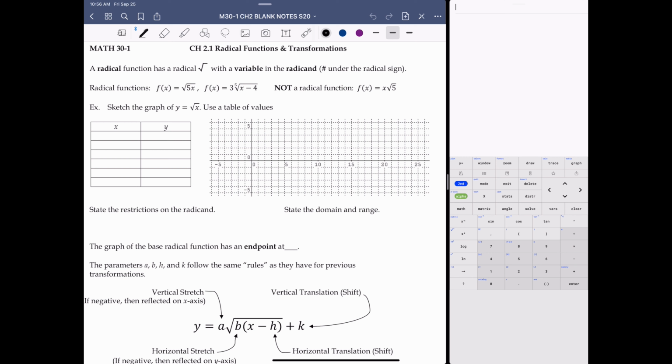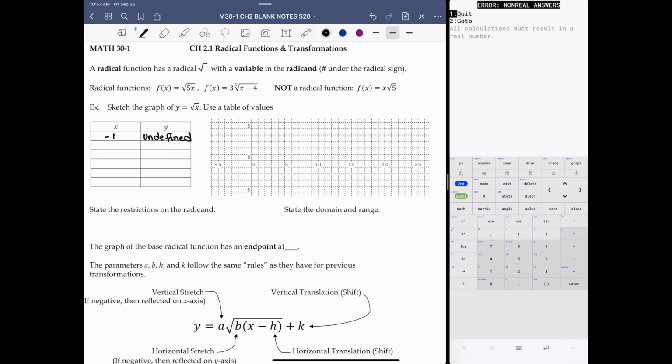First example, sketch the graph of y equals the square root of x. Use the table of values. What types of numbers are we allowed to have under a square root sign? Positives. What happens if we have a negative? Let's try the square root of -1. We get an error. It says non-real answers. So if we have x of -1, then our y value will be undefined. You could also write error there.